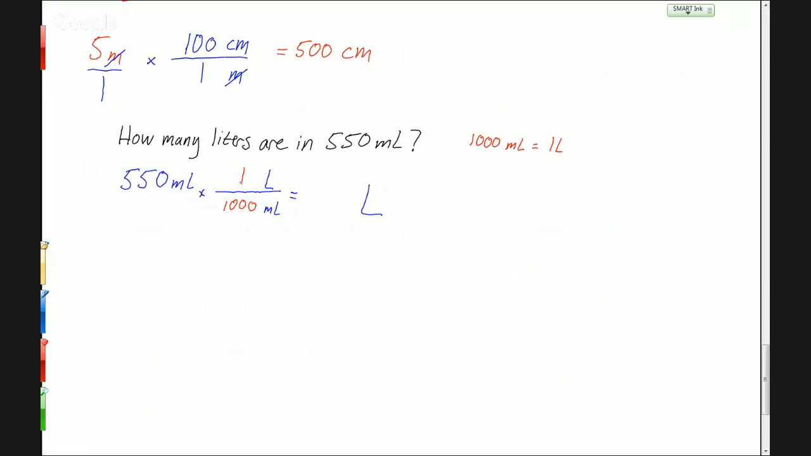So multiply through everything on top. That's 550 times 1. It's 550. Divide by the bottom, which is 1,000. 550 divided by 1,000 is 0.550. So 0.550 liters.